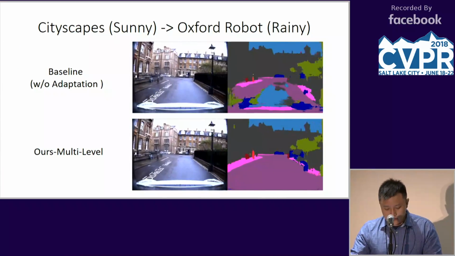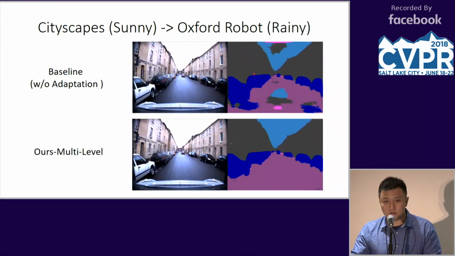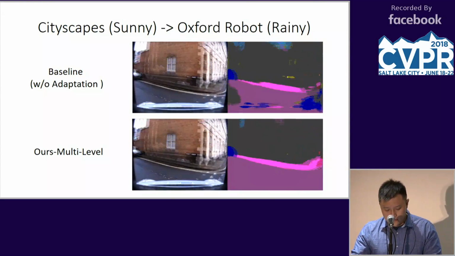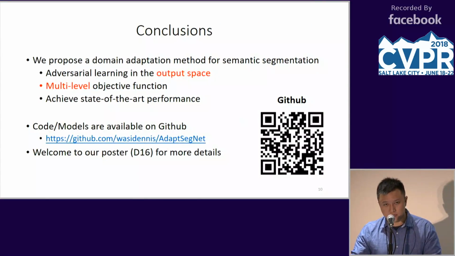We also test our method when adapting from city to city with different weather conditions. Our method improves the segmentation quality significantly compared to the baseline results. In conclusion, we propose a domain adaptation method for semantic segmentation using adversarial learning in the output space with a multi-level objective function. Our code and models are already available online. So our poster ID is D16. So welcome to our poster for more details and discussions. Thank you.